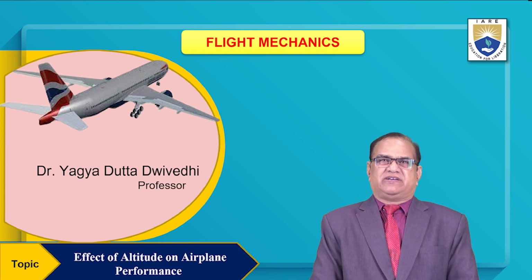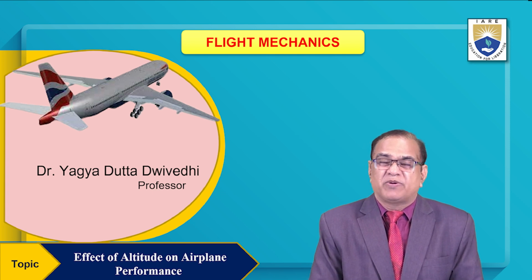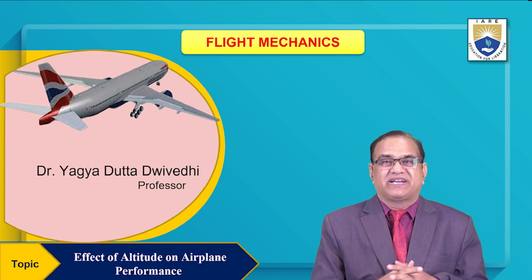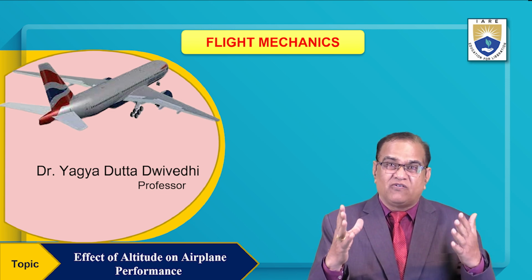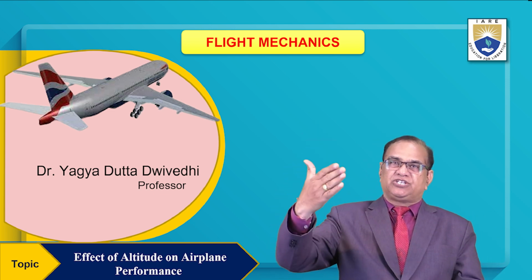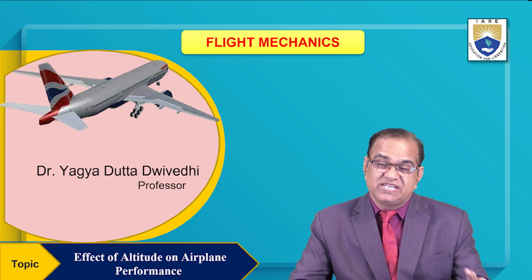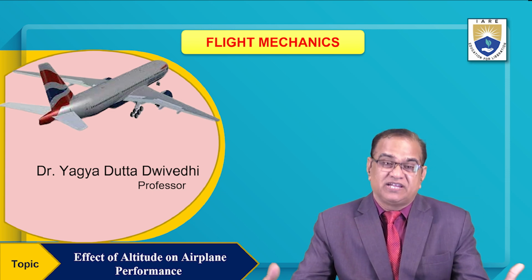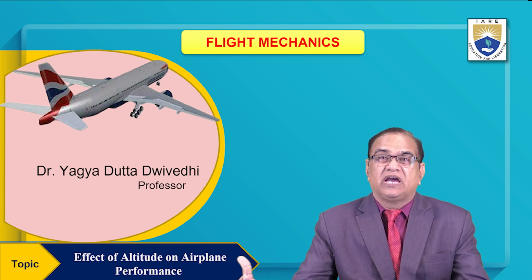Today I am going to take a very important topic, the effect of altitude on airplane performance. We have seen in the previous lectures that density matters. In every equation you will see lift is half rho V square. Rho is density, and wherever density is there, it depends upon the altitude. As you go higher and higher, density is reducing. So altitude will also affect the performance of the engine as well as the aerodynamic performance, that is the wing and all.